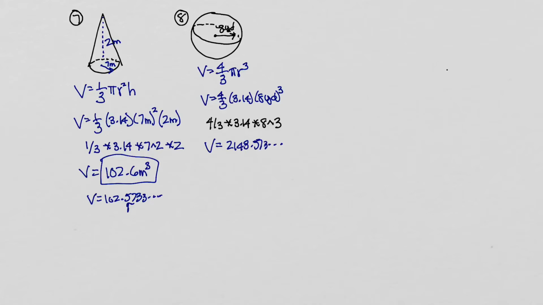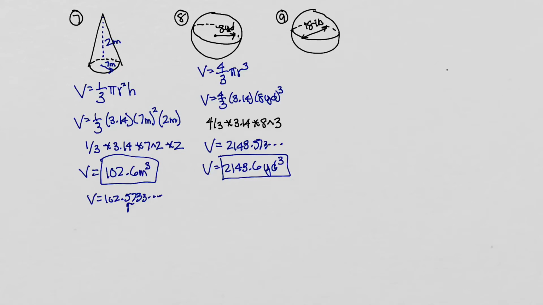I get 2143.573333 and so on. But it says to round to 1 decimal place. So if we round to 1 decimal place right here, that's a 7. We'll round that up to a 6. So we're looking at this for the volume: 2143.6 cubic yards.